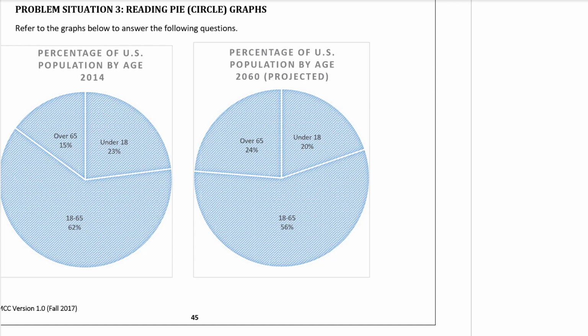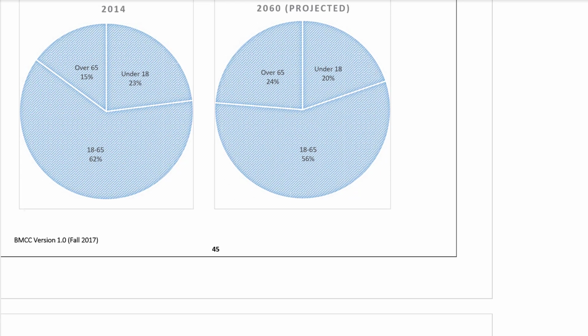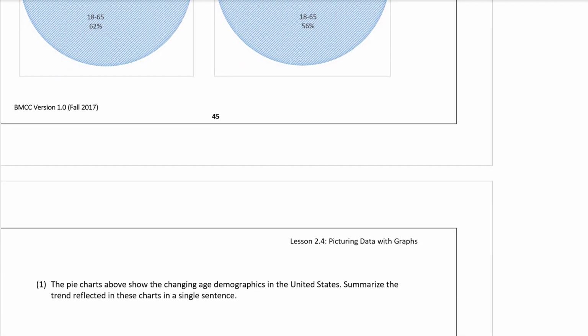All right, problem situation number 3, reading the pie chart. It's looking at the percentage of the U.S. population by age, projected to 2060, and this is what the chart would look like. This is a pie chart. The whole thing equals 100%. It says that the pie chart above shows the changing age demographic in the U.S. Summarize the trend reflected in this chart in a single sentence. Let me give you a moment.